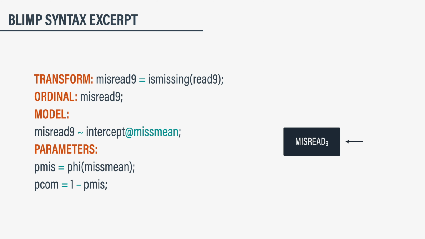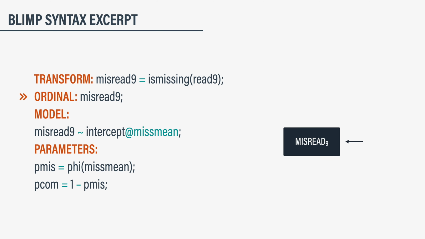The path diagram on the right is an empty regression model for the missing data indicator. In the syntax, the transform command creates a new missing data dummy code called misread9. This variable equals 1 if the score is missing and 0 if the score is observed. I define this variable as categorical on the ordinal line.